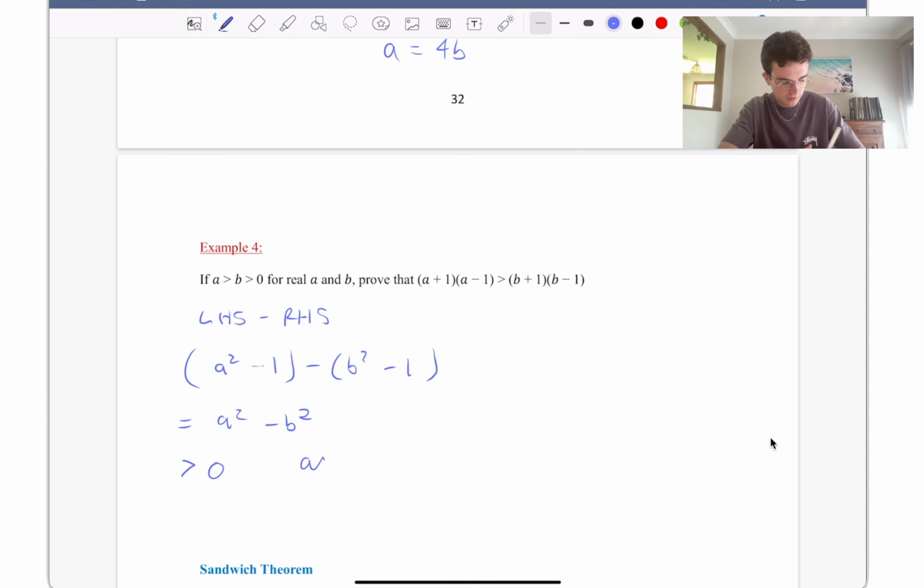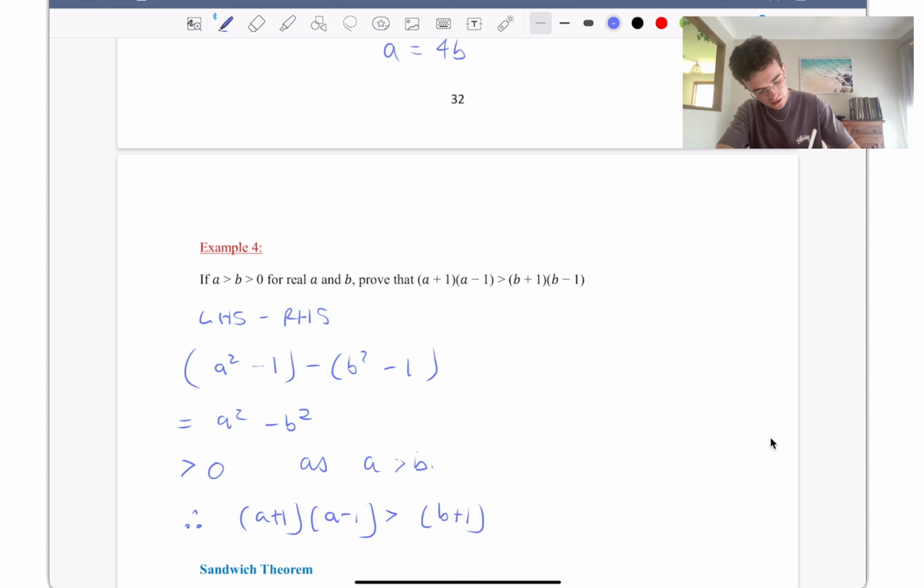That's because a is greater than b. If a is bigger than b, then a squared minus b squared has to be greater than 0. Now, what I've done here is quite important in terms of how we structure proofs. We don't have to say a squared minus b squared is greater than 0 on another line. If I've stated an equal sign here, I can just say greater than 0 on my next line, and that's telling the person who's reading our proof that this expression is greater than 0. Right. So therefore, since it's greater than 0, (a plus 1)(a minus 1) is greater than (b plus 1)(b minus 1).